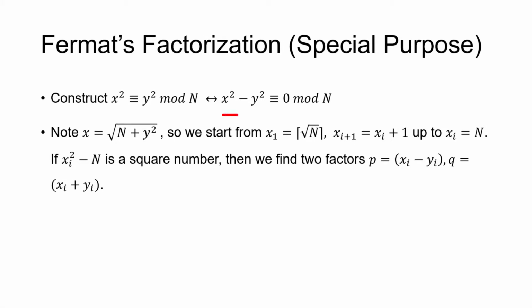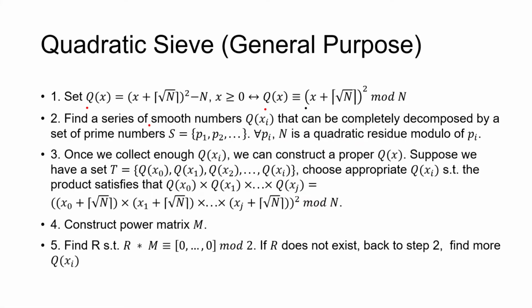The third one is the famous Fermat factorization algorithm. It's based on the idea of the difference of 2 squares. We try to construct a congruence of squares. We start from x equals the square root of n. Each time, x increases by 1 until n. If the square of x_i minus n is a square number, it means we find 2 factors of n. Fermat's algorithm is too slow to find a square number.